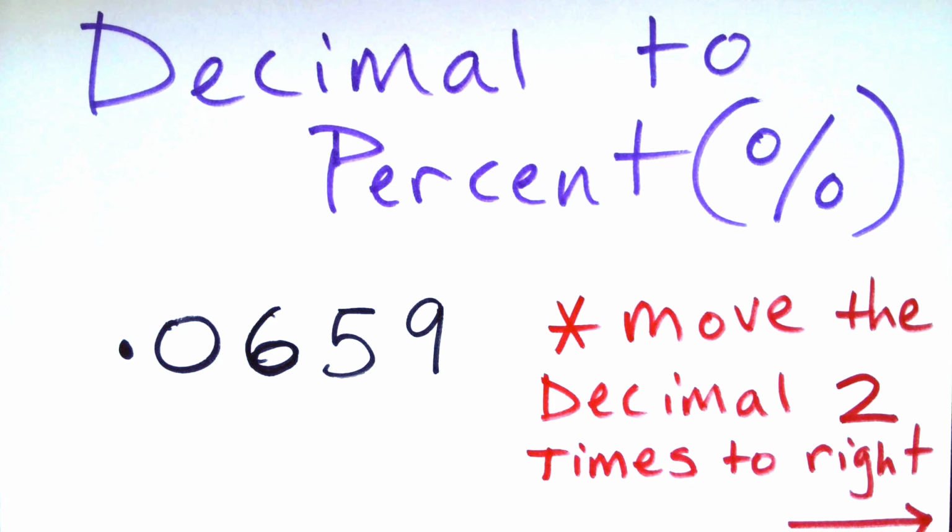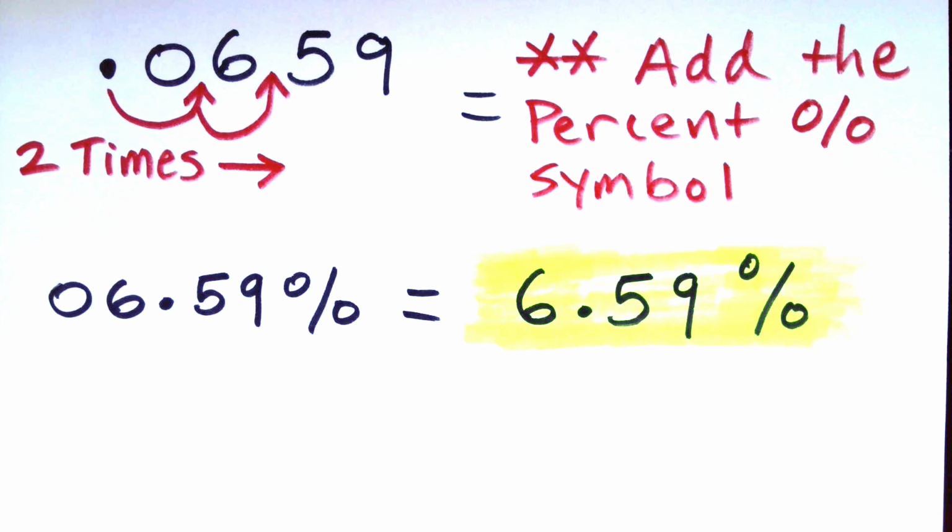So, you can see here we have our decimal value from that last video. We did a long division to create this decimal. Now, in order to convert this decimal into a percentage, you simply move the decimal 2 times to the right. That's it. That's all you got to do. Move this decimal 2 places to the right. You get 6.59%.